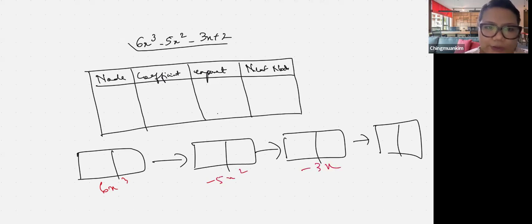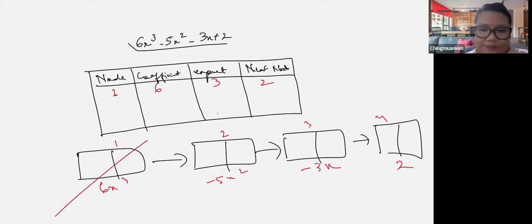Then first node, we are here. The coefficient is a numeric value, and the exponent. And the next node would be what? I said we'll take this as 1, 2, 3, and 4, so the next node is 2. And this is done. And again, we have this node that is, just a minute, somebody's calling me.